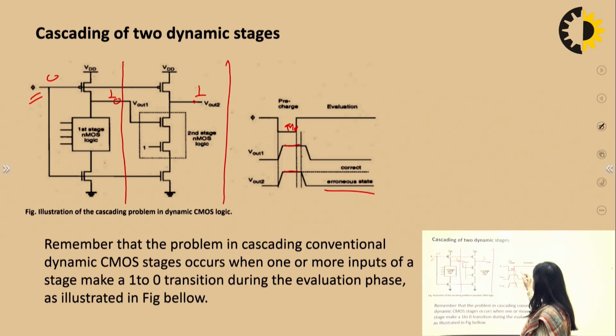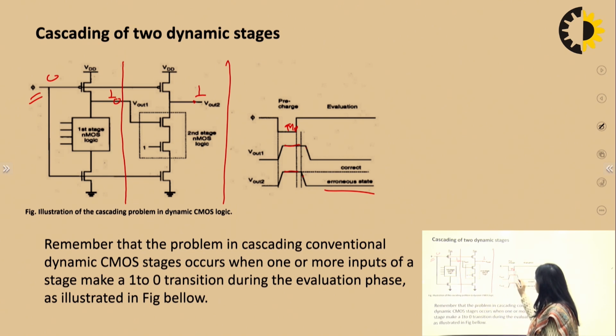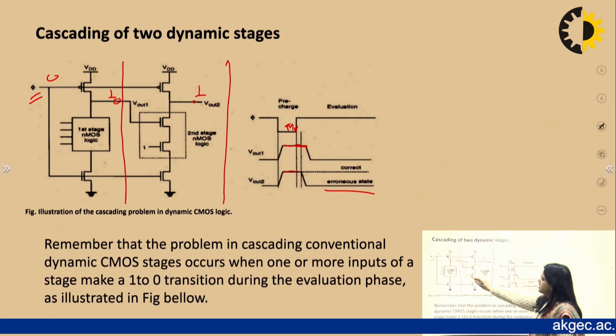What happens if the output of stage 1 is high, then the output of the second stage is also high. So there is no issue, but we want output 2 to remain at the logic high level. But due to the precharging phase, that output starts reducing, because the first stage still has logic high, and this circuit is behaving as an inverter, so it goes low. Originally it should be high, but it comes out low. So this is known as erroneous output.